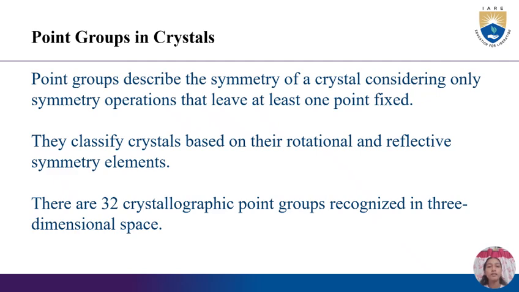Point groups in crystals. Point groups describe the symmetry of a crystal considering only symmetry operations that leave at least one point fixed. They classify crystals based on their rotational and reflective symmetry elements. There are 32 crystallographic point groups recognized in three-dimensional space.